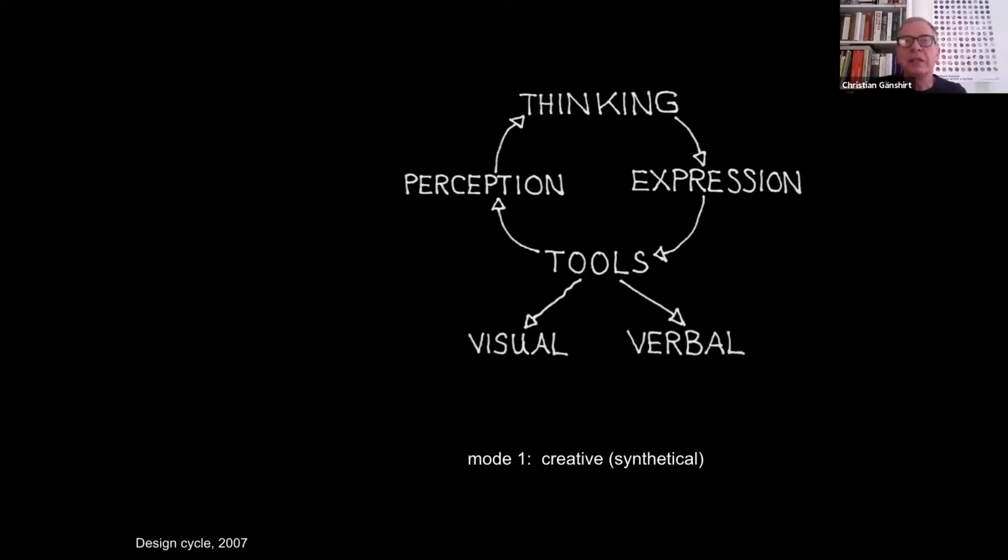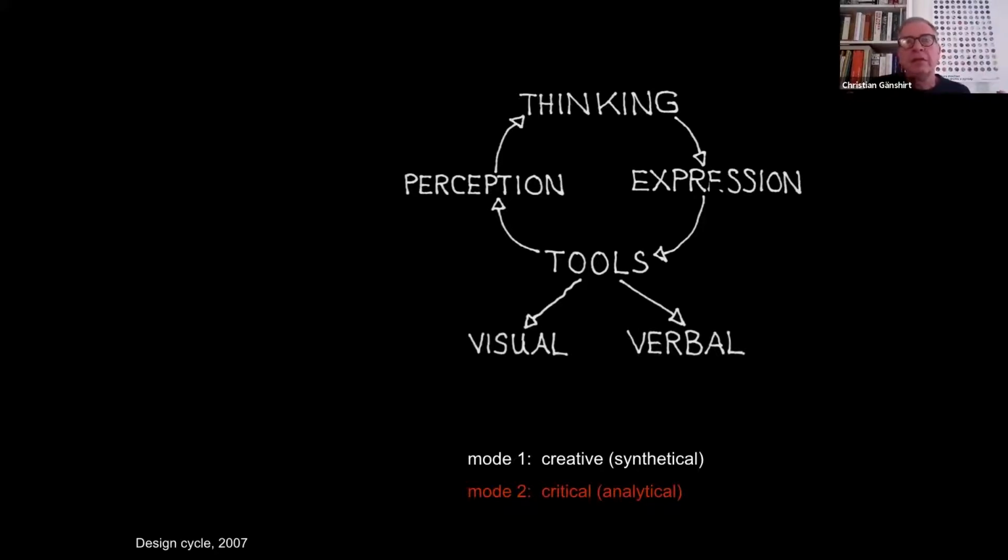And to do this, we need all sorts of tools. So we need visual tools and verbal tools. That's the two categories I was originally talking about. And when we put our ideas out, for example, in a sketch or in a drawing or in a gesture, or even by talking, we can talk about ideas, we perceive them again. So we see what we do and we think about it again. And I would call this the second design cycle, which is a critical cycle. So we criticize and critically reflect upon what we have been doing, and we start the next cycle of expressing an improved idea or a changed idea.